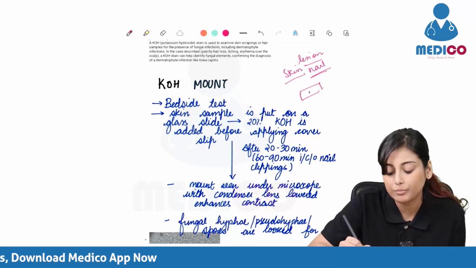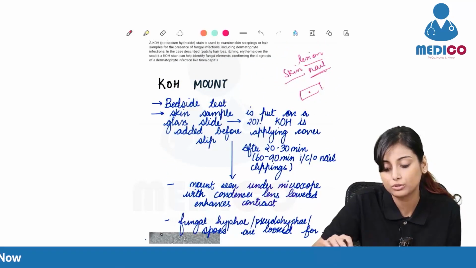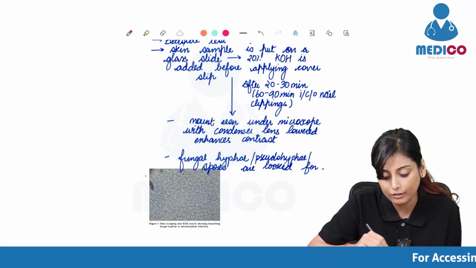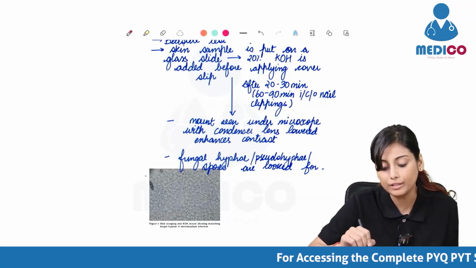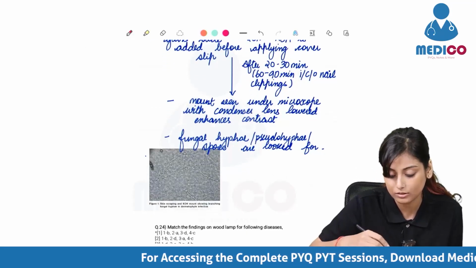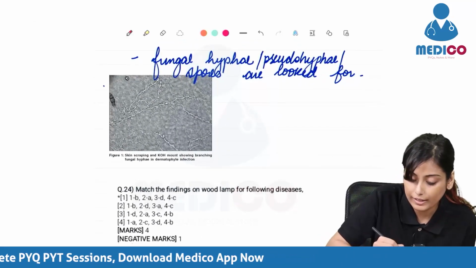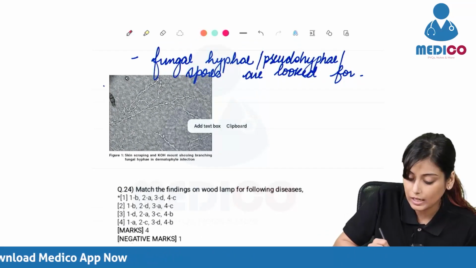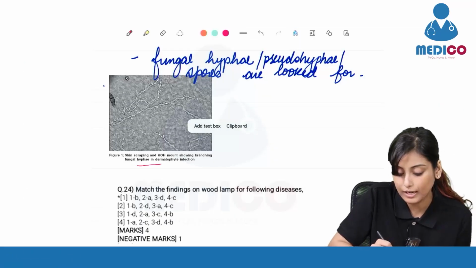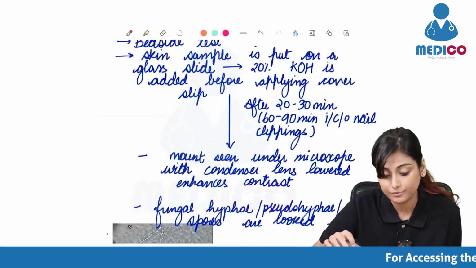So you have to leave it for some time before you start seeing it, because you have to dissolve a lot of things, and thereafter the fungal hyphae will become more prominent than the rest of the things in the slide. So fungal hyphae and spores will look like this. This is a skin scraping and KOH mount which shows fungal hyphae in a dermatophyte infection.